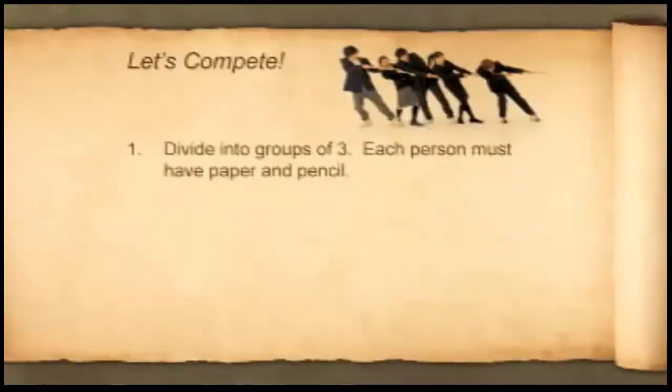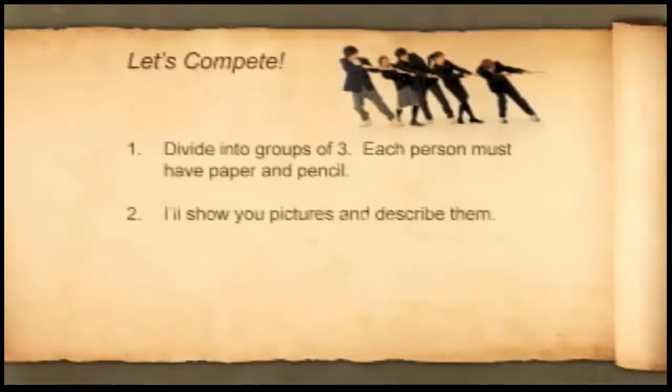Let's get ready for a group competition and see how well you can understand the Chinese we've studied and translate it into English. Listen to my instructions. First, divide into groups of 3, like you've done before. Be sure each person has paper, 纸, and pencil, 笔. Next, I'll show you some pictures and describe them in Chinese. You can take notes about the descriptions.